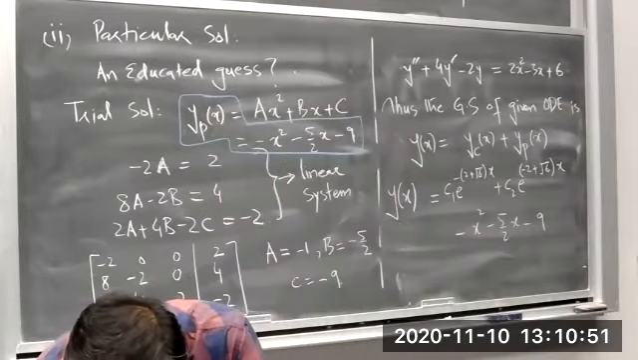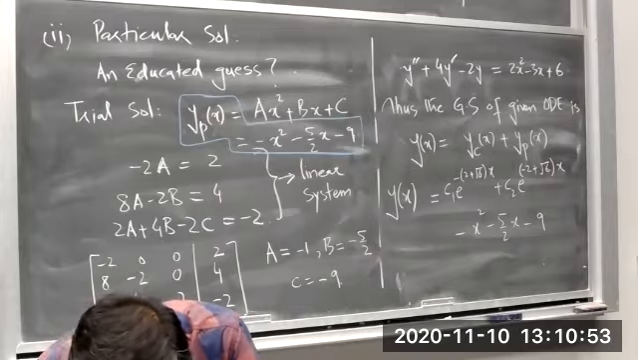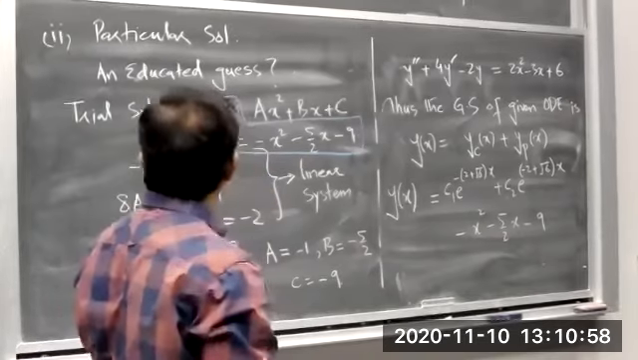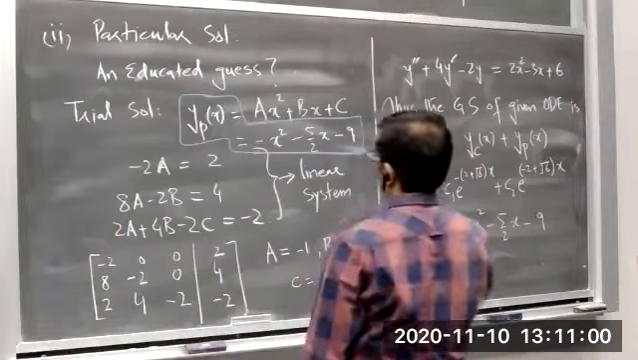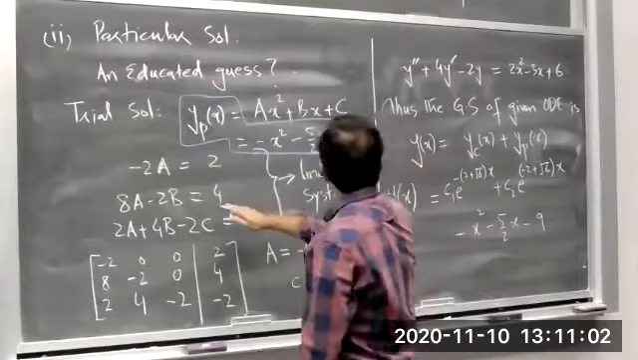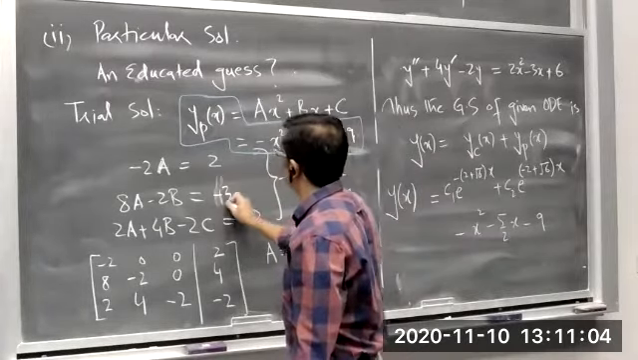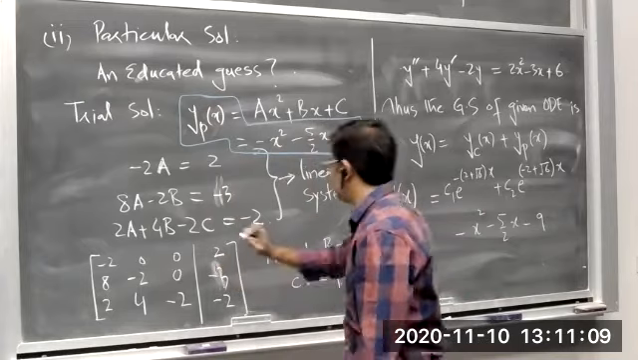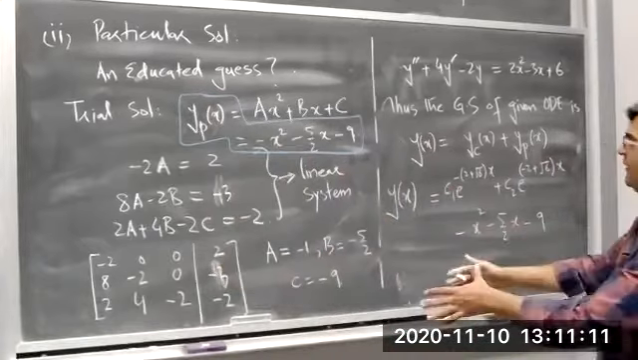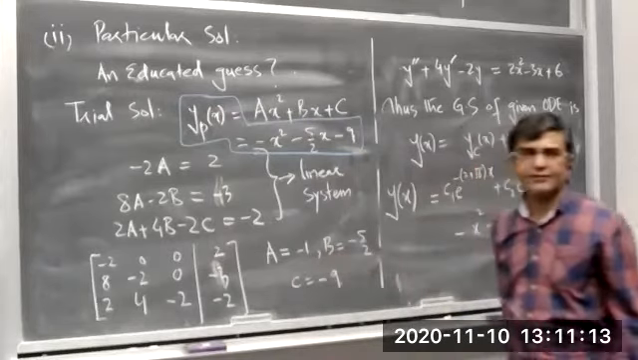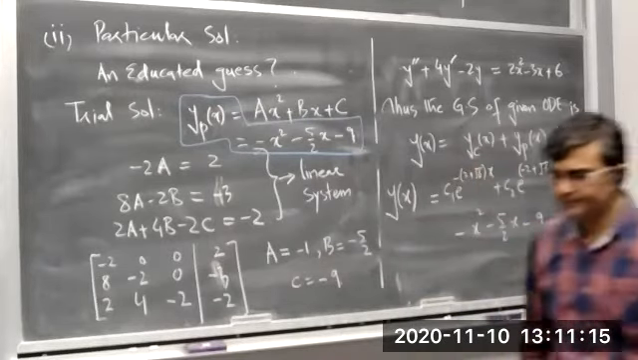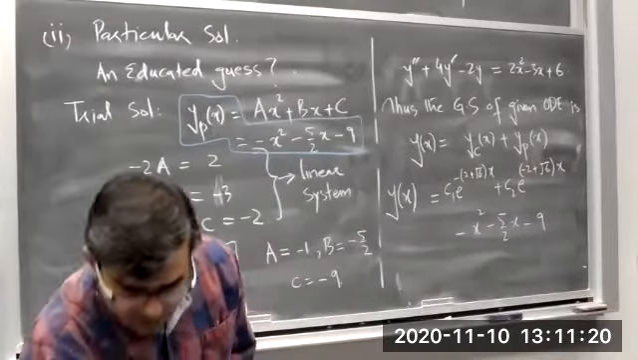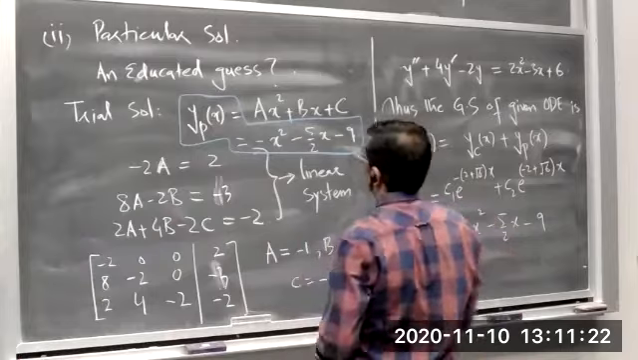There is a question in the chat window. Sir, 8a minus 2b is equal to minus 3. So, yeah, minus 3. It is not 4. Thank you. Okay, so it is minus 3. So after solving this, we can obtain the constants. I hope you get it. If you have any question in this example, you can ask me.